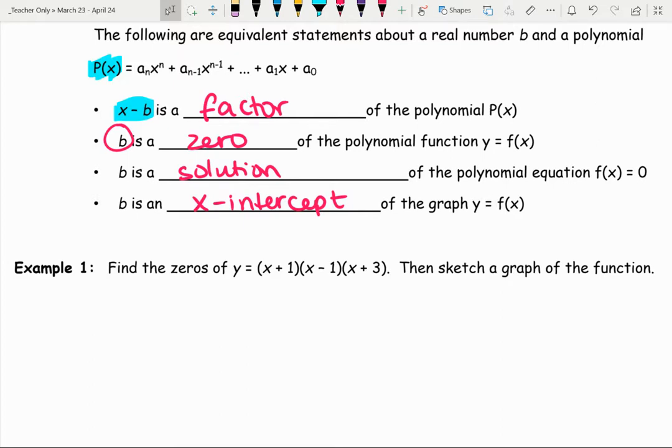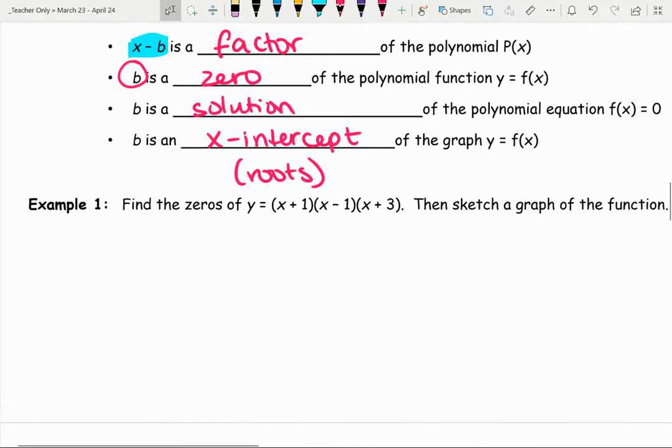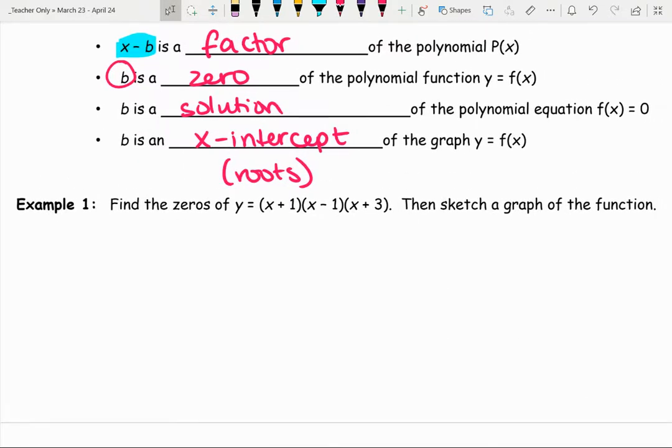Remember, all of those are really kind of the same idea. They're just different terms depending on the context you're using. But zeros, solutions, x-intercepts, even roots, is another term that we used. So when we're talking about end behavior and the things in between, x-intercepts are really valuable bits of information. So thinking about how do we use this?